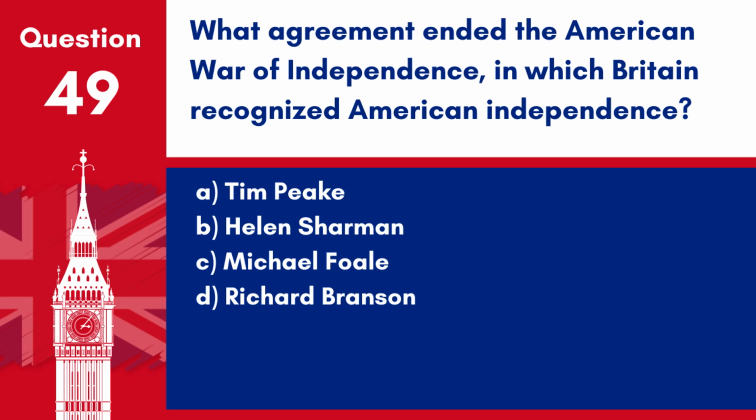A. Tim Peake. B. Helen Sharman. C. Michael Foale. D. Richard Branson. Answer. B. Helen Sharman. Helen Sharman became the first Briton to orbit the Earth when she flew to the Mir space station in 1991.